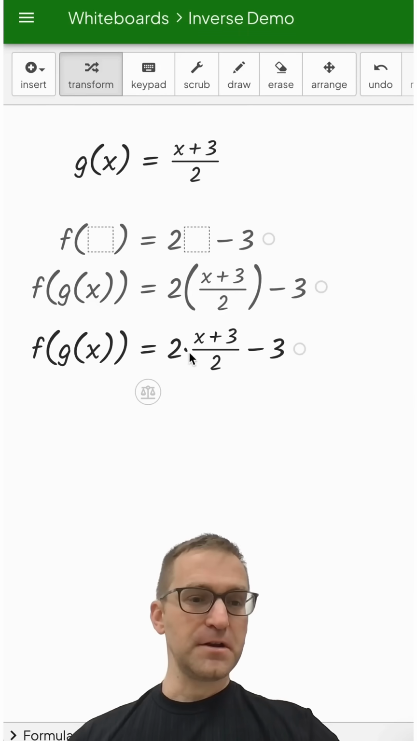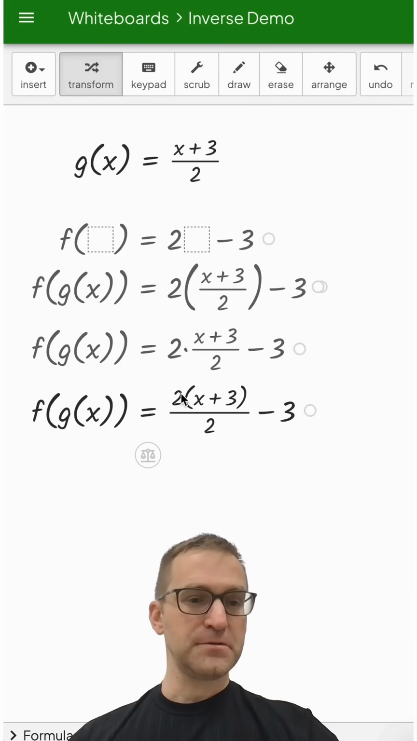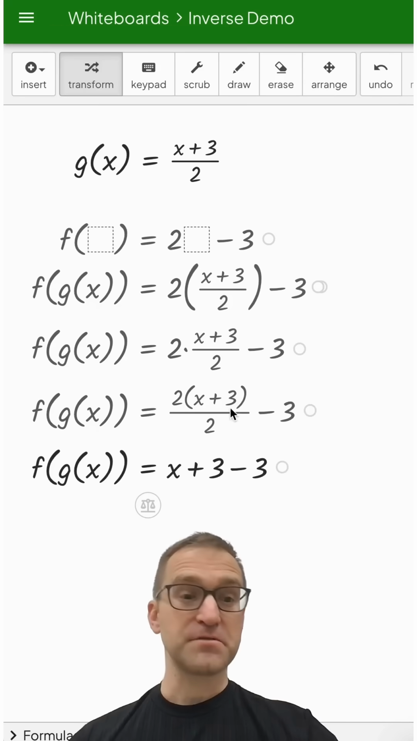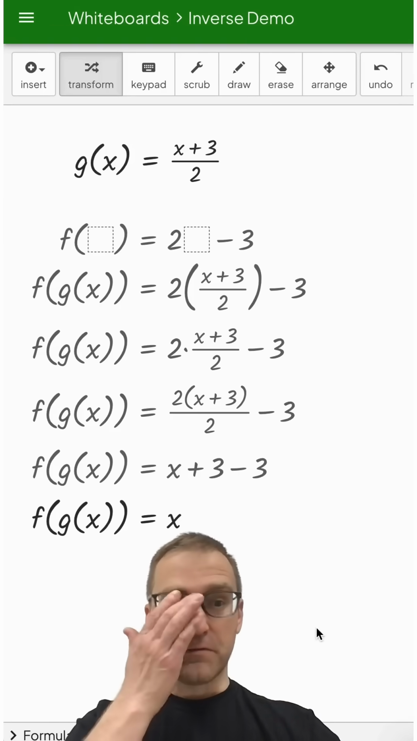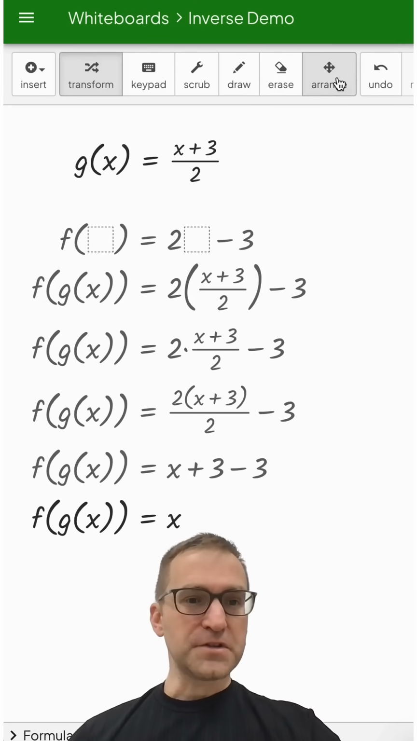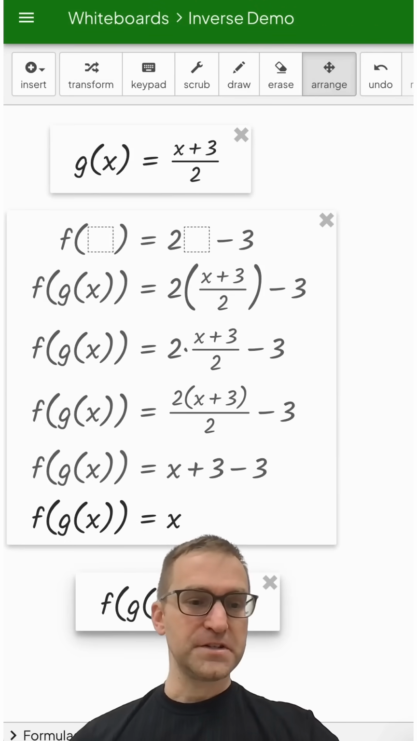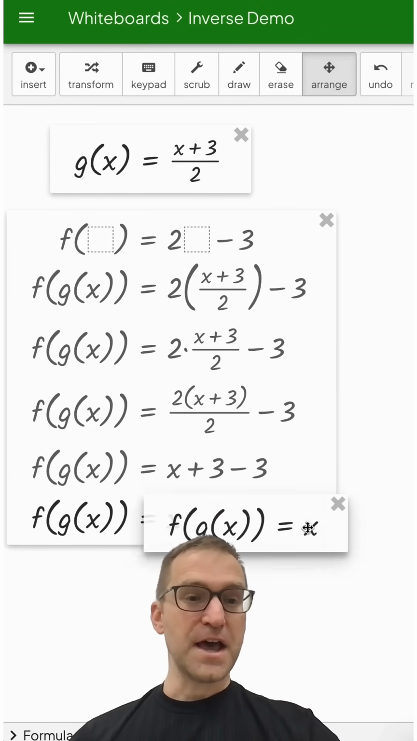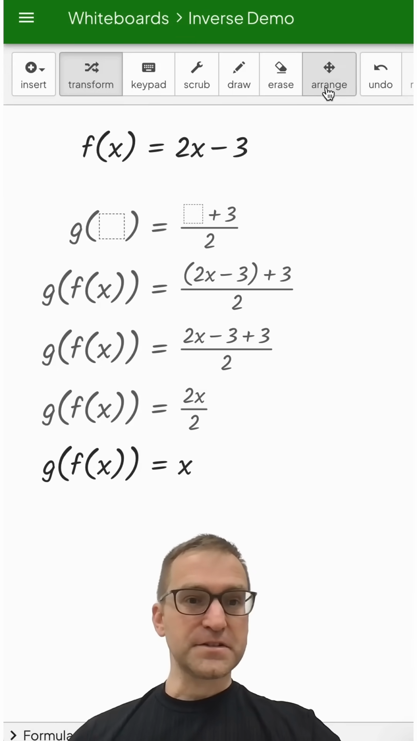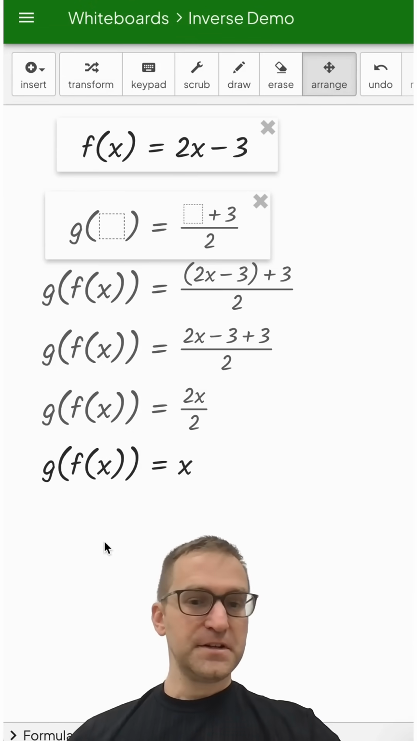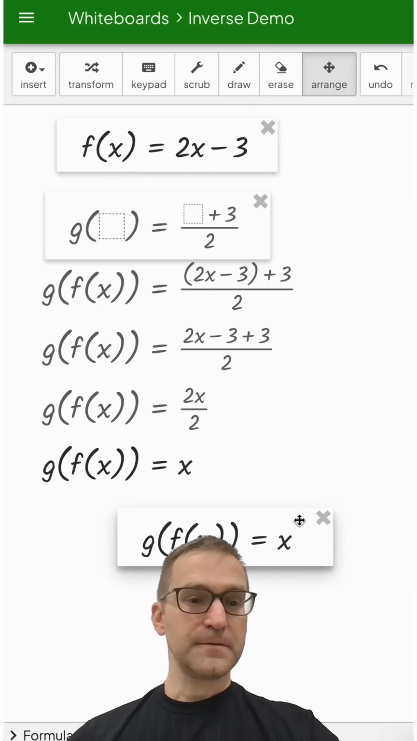Let's do some algebra there. Oh, 2 divided by 2 is 1. And look at that. x plus 3 minus 3. We get back the identity x right there, the original input. So here we've showed that if two functions are inverses, f of g of x has to be x, as you can see right there, and g of f of x also has to be x, as we see right here.